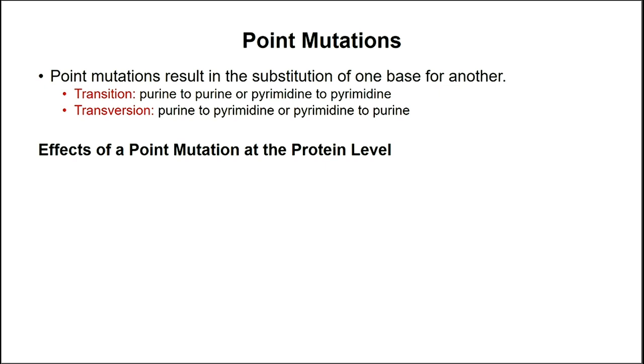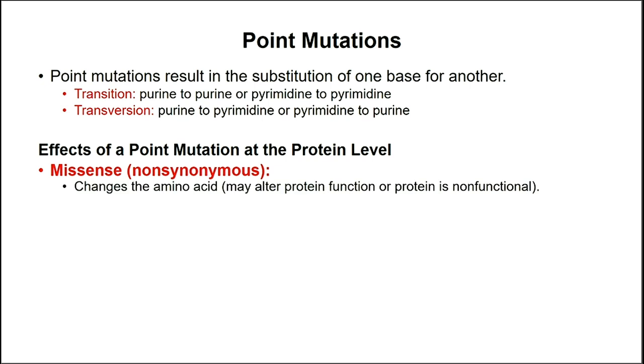Okay, so how can this affect the protein? Right? So if we change a single base, there are a couple different things that can happen. One is called a missense mutation. So a missense mutation is when we change the amino acid. So that's what happens in sickle cell. We just change that one amino acid by changing a single base.